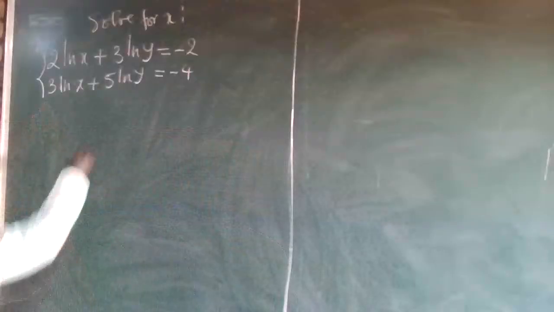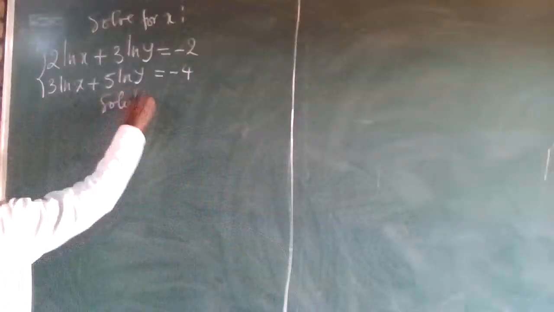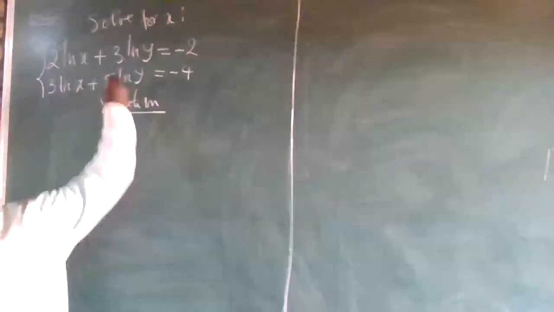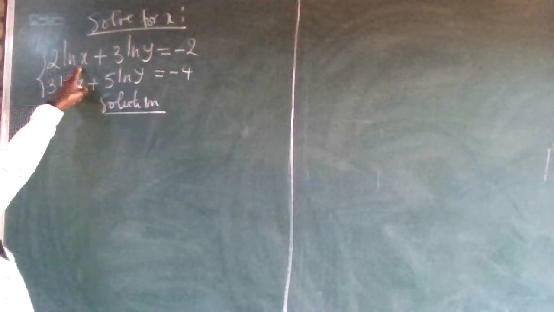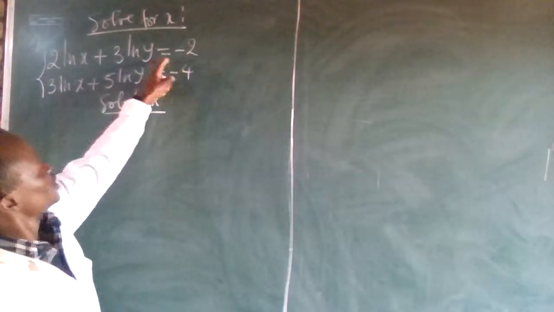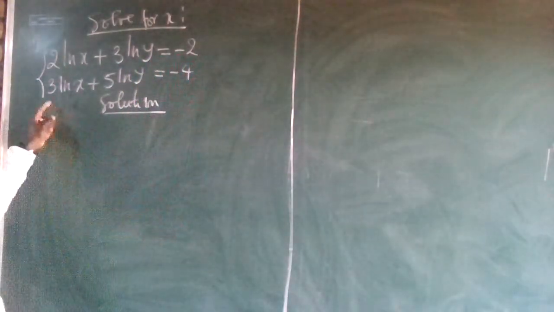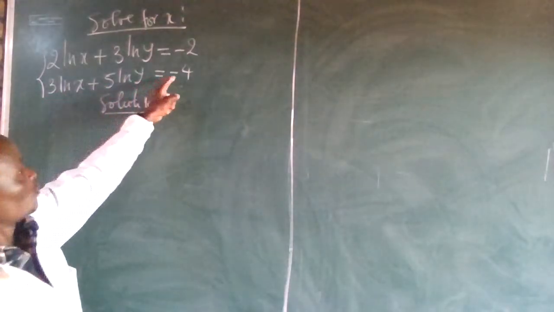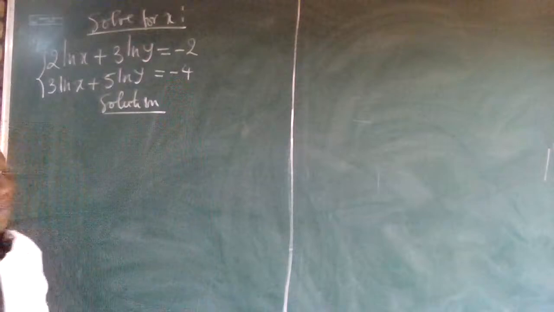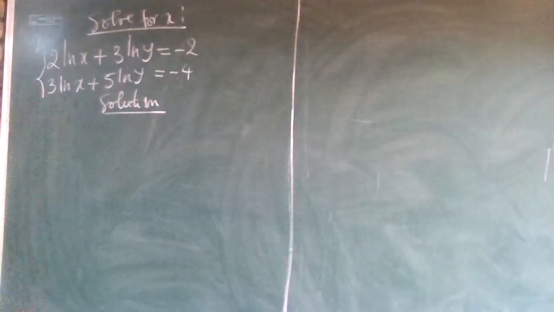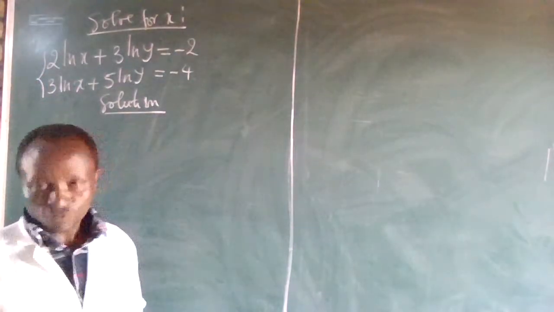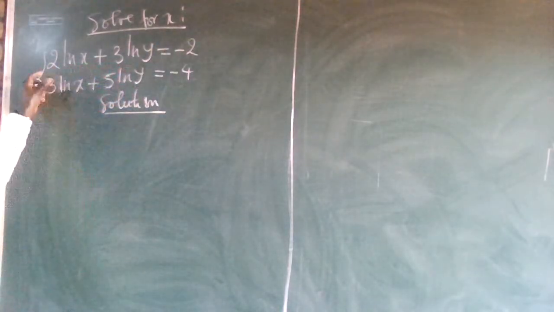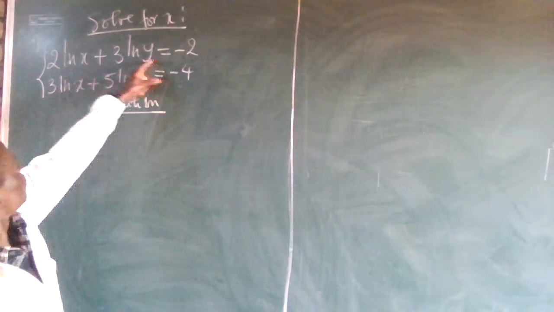Now, here we are going to find the solution. We have been given 2 ln x plus 3 ln y equals minus 2, and 3 ln x plus 5 ln y equals minus 4. Now we are going to solve this exponential equation. Please follow.